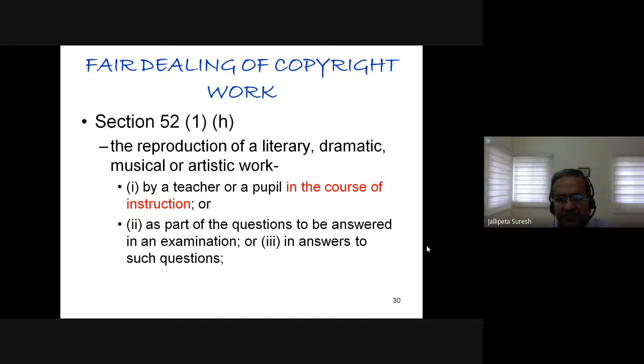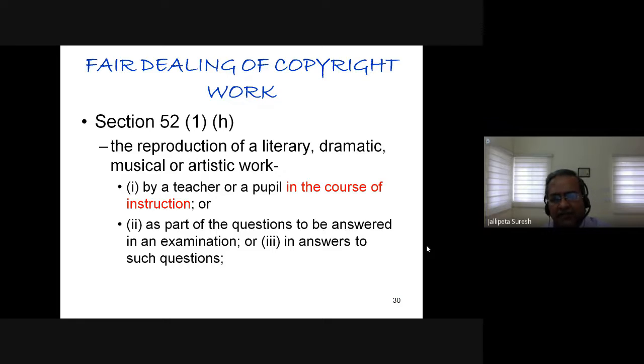How do you define this? Is it a private instruction, or instruction for money, or is it a free instruction? So on and so forth. So then there is "or" here. That means as a part of questions to be answered in an examination or in answers to such questions.